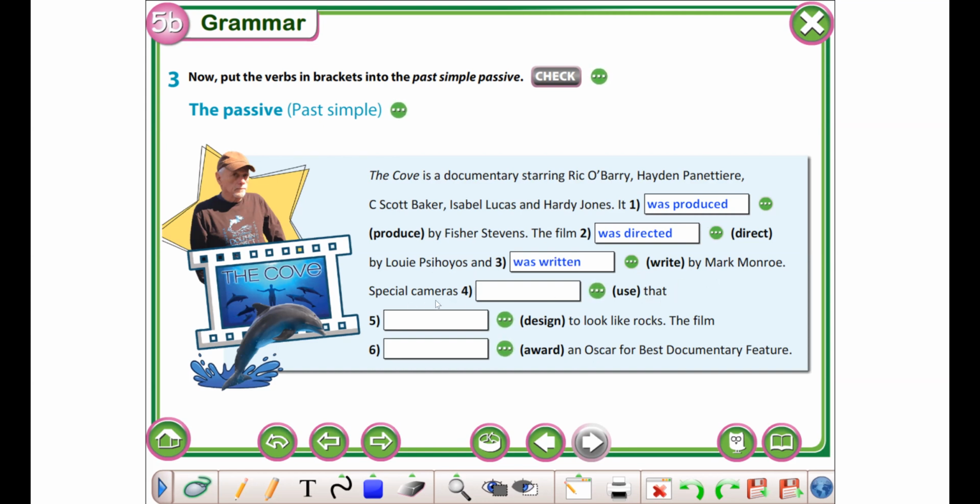And special cameras were used. What would you say? Were used. That were designed to look like crocs, and the film was awarded an Oscar for Best Documentary Feature. Okay, so as I can see, you are doing very well with this one.